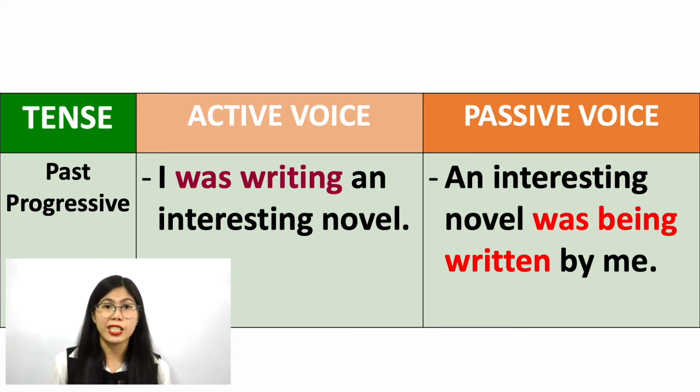Note as well that the subject I in an active voice was replaced by the word me in a passive voice to make the sentence correct. You cannot say an interesting novel was being written by I. That's automatically wrong, so we have to use the word me.